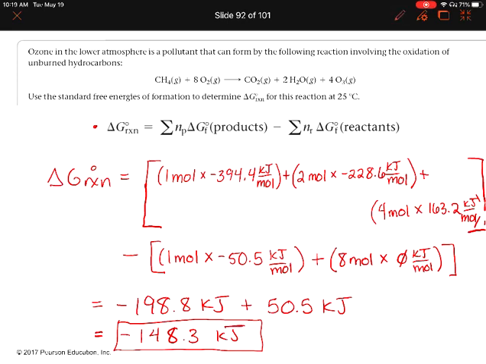Now, the question didn't ask if this was a spontaneous reaction, but is this spontaneous or non-spontaneous? Delta G is negative, so this would be spontaneous.